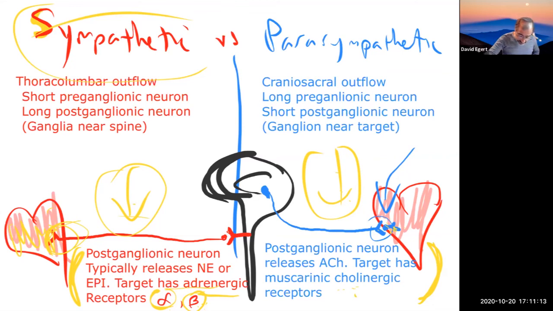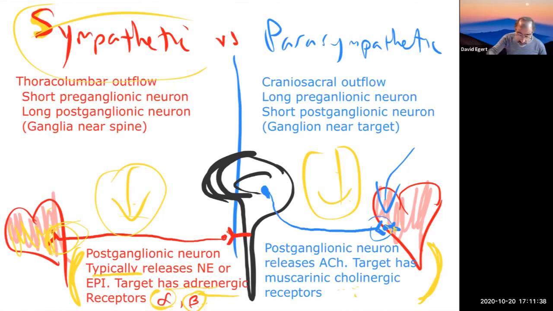I say typically there are some exceptions that you don't need to worry about. Like sweat glands actually use acetylcholine, even though they're sympathetic. But for the most part, to a first approximation, you can think about sympathetic being epinephrine and norepinephrine.